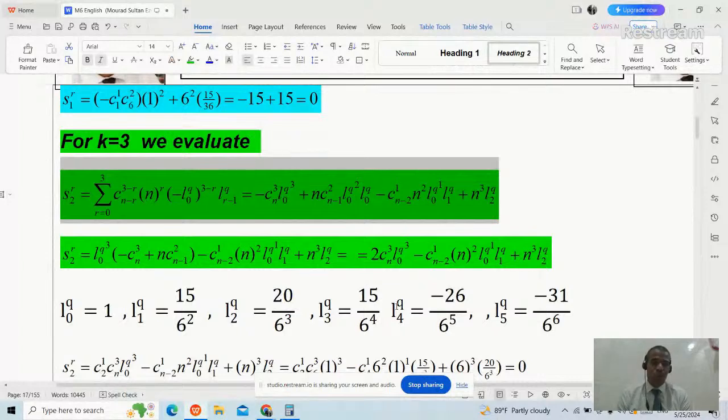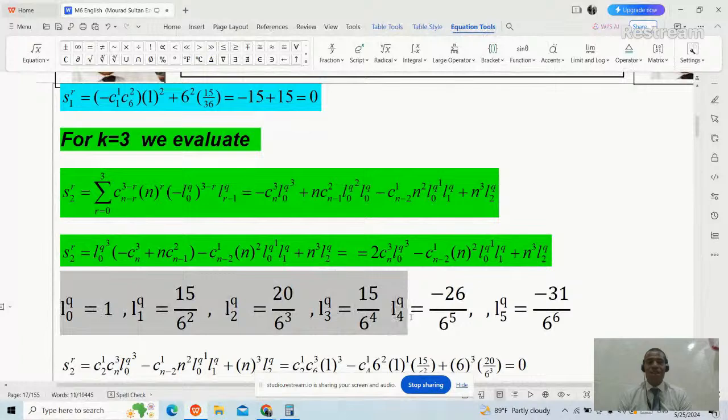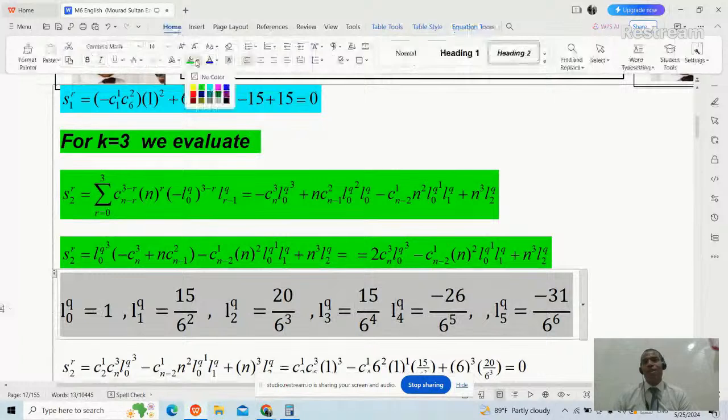Now, learners, I will use this fact. Here in this example, I will just use 3 coefficients, L0, L1, and L2. But I will give a blue color for the other terms also. This is never mind.